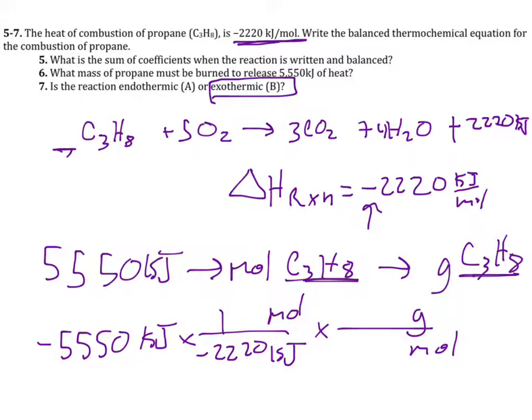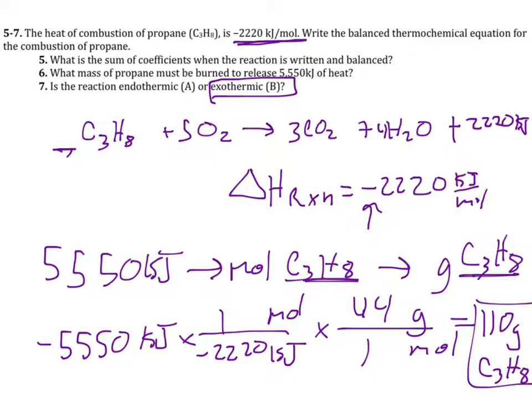cancel out. And then we know 1 mole of C3H8 is the molar mass in grams, which carbon is 12. 12 times 3 is 36. Hydrogen is 1, but there's 8 hydrogens. 36 plus 8 is 44. And then we just type this in our calculator, and we end up with 110 grams of C3H8. And that's it.